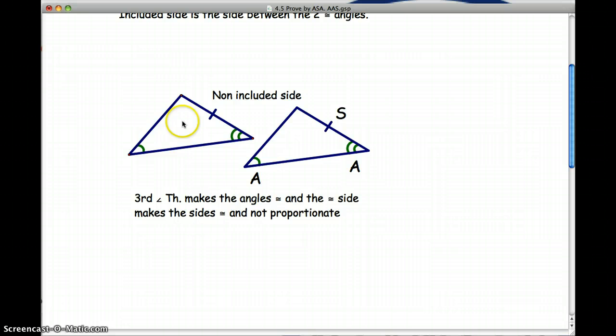So with our third angle theorem, we know that this angle right here, because these two are congruent, is going to be congruent to this angle right here. That's our third angle theorem. And since this angle is going to be congruent to this angle right here, and we already have a side, it's going to make your other sides congruent, okay? This other part says the third angle theorem makes the angles congruent. That means all these angles are congruent, and the congruent side makes the sides congruent and not proportionate.